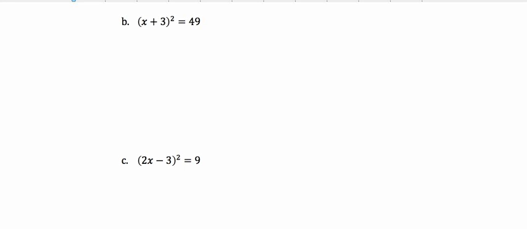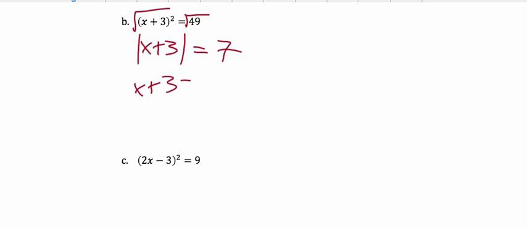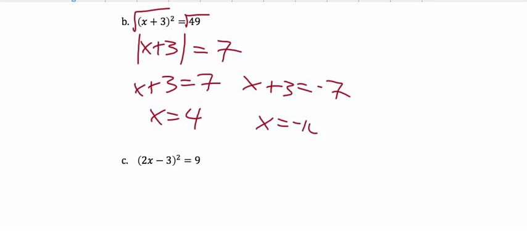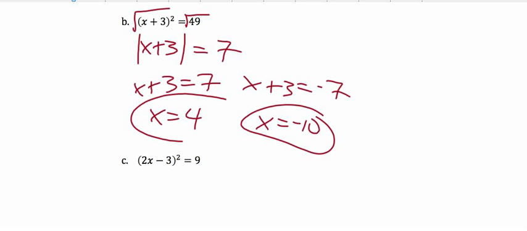Okay, so this one's pretty straightforward, same as the last one. Take the square root of both sides to get rid of the squared, and you get absolute value of x plus 3 equals 7. Split that up into 2 equations because you'll get 2 very distinct answers here. x plus 3 equals 7, x plus 3 equals negative 7. You get x equals 4 and x equals negative 10. 2 answers that both work.